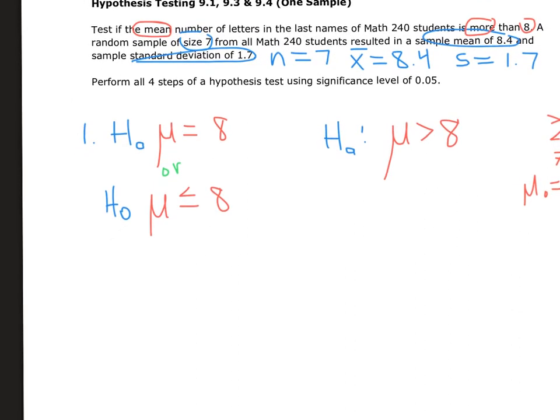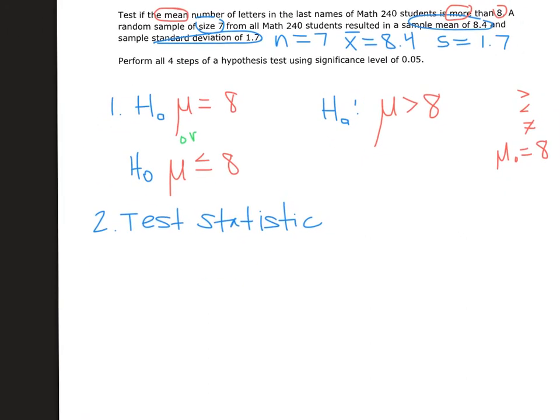Second step is to come up with the test statistic. And we've got to figure out if it's going to be a z-value or a t-value. So here's the criteria. We want to look at what the sample size is, and do we know sigma? Well, the sample size is 7. That is definitely less than 30. And sigma is unknown. We do not know the population standard deviation. Because of those two things, we are going to use t.